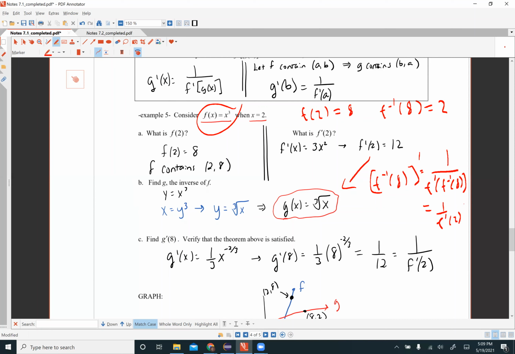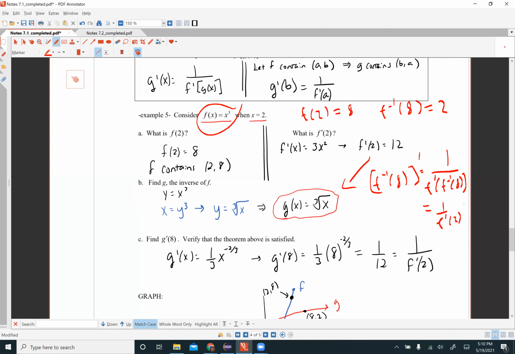Now, f prime of 2: the derivative of f is 3x squared, so f prime of 2 is 12. So the derivative is 1 over 12.